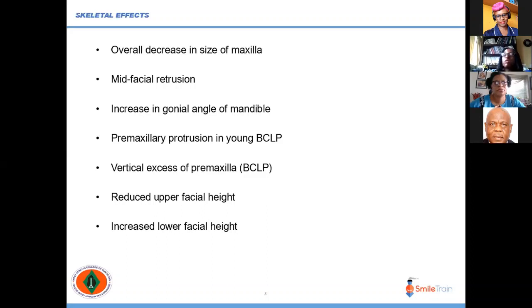Contrarily, the gonial angle is increased in such patients because of the position of the tongue, which is low lying. Now, in the bilateral cleft lip and palate, there tends to be an overgrowth in the vomero-premaxillary suture, and this results in premaxillary protrusion in the young bilateral cleft lip and palate, and vertical excess of the premaxilla along the ages. So basically, at the end, we find the patient with reduced upper facial height and increased lower facial height.